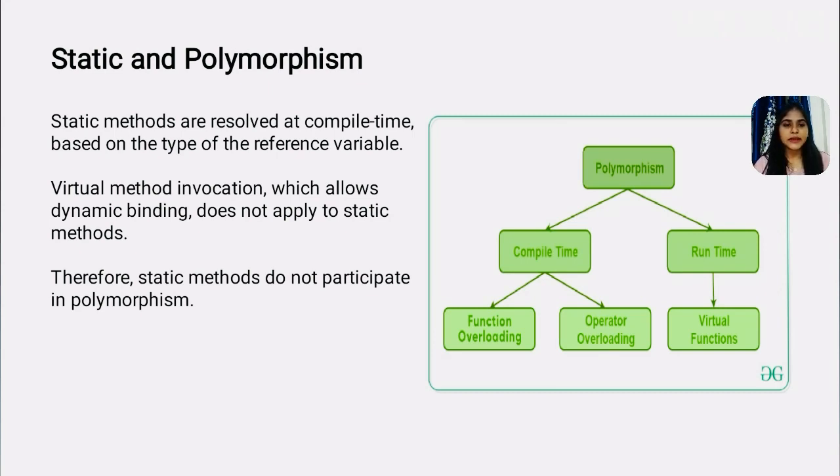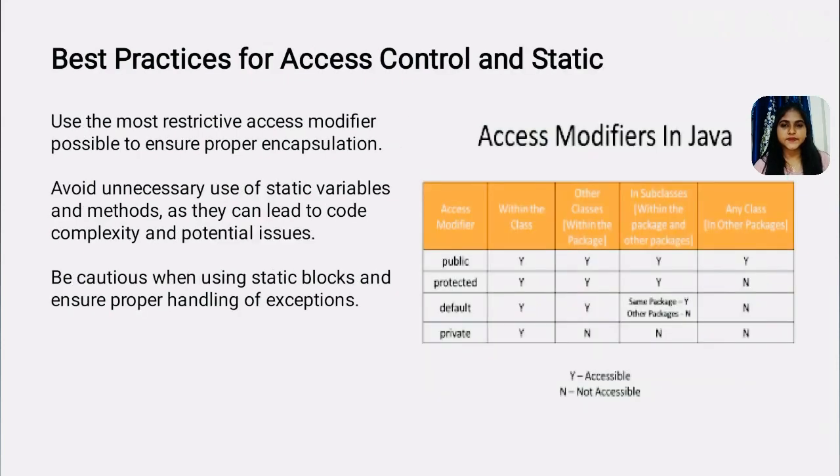Polymorphism has two types: compile time and runtime. Under compile time, function overloading and operator overloading. Under runtime, virtual functions. Best practices for access control and static. Use the most restrictive access modifier possible to ensure proper encapsulation. Avoid unnecessary use of static variables and methods as they can lead to code complexity and potential issues. Be cautious when using static blocks and ensure proper handling of exceptions.